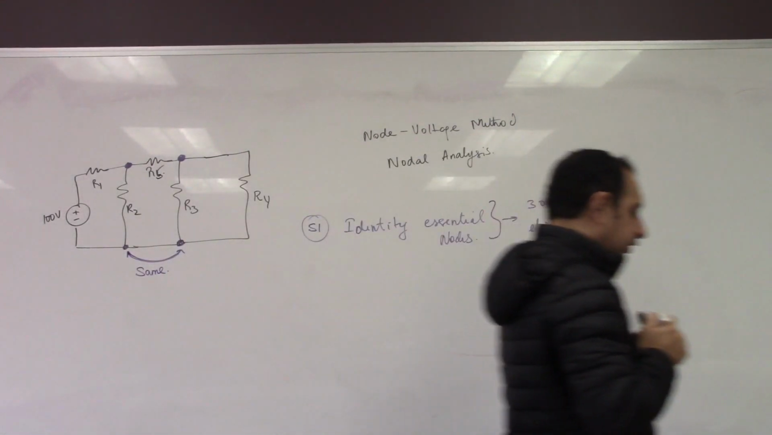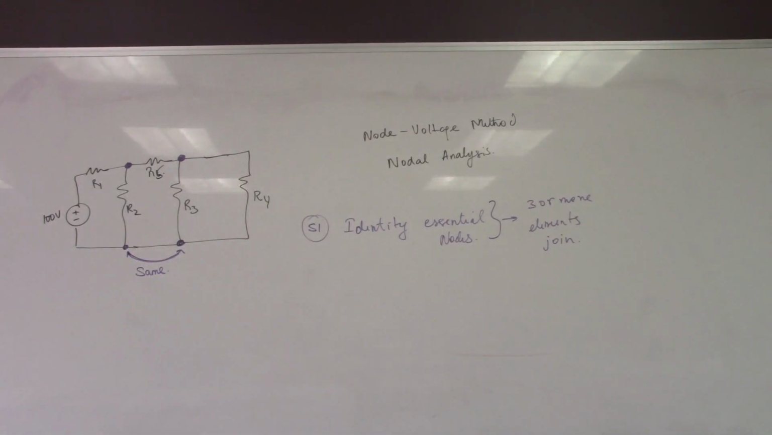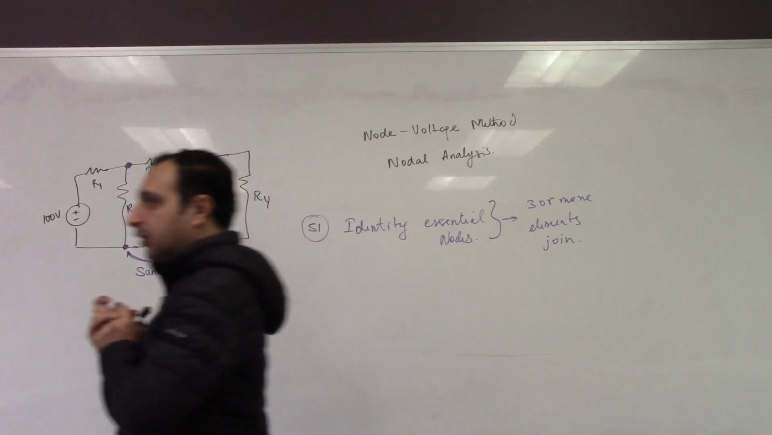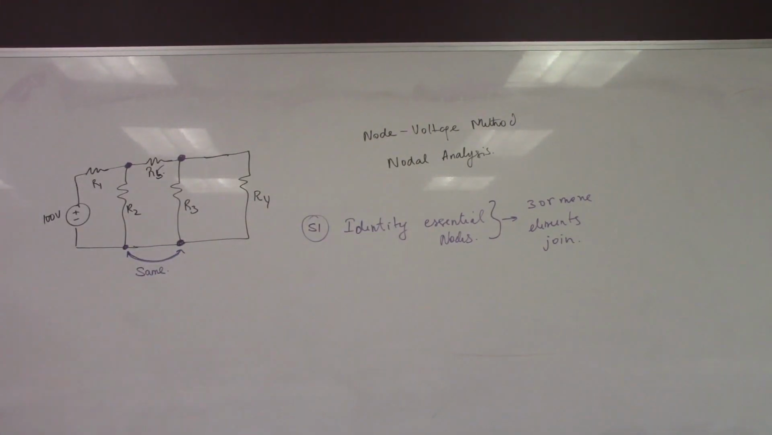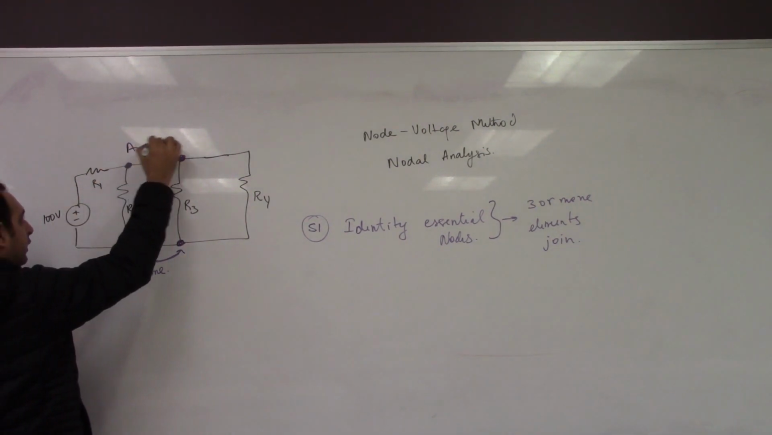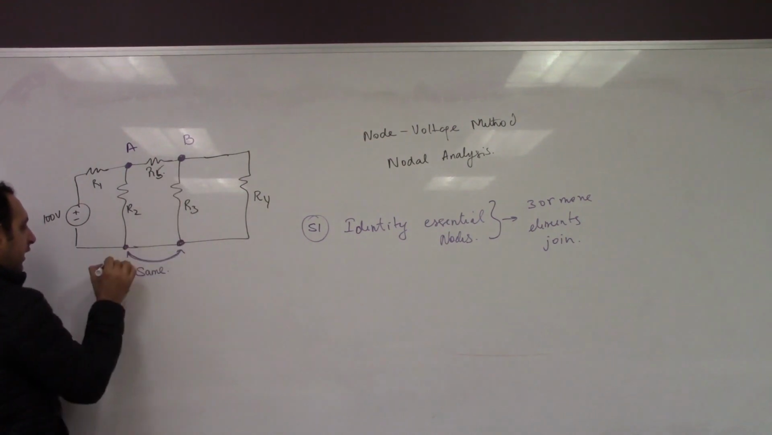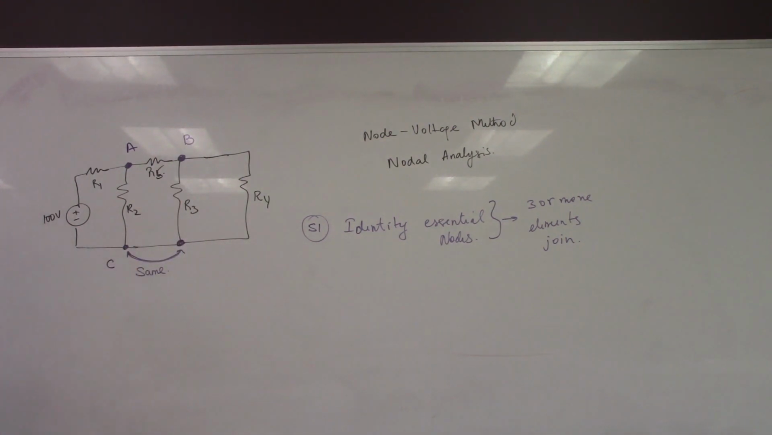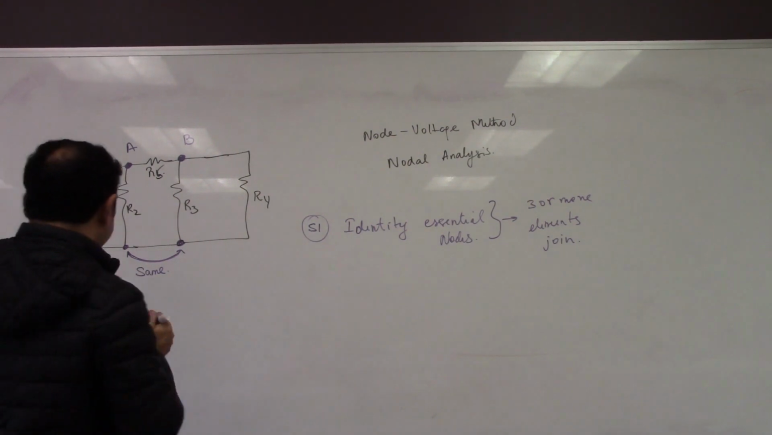If there was an element connected in between them, then it would be two different nodes, but since there is nothing connected in between them, it behaves as a short, so it will be the same node, or it will have the same voltage. So let's label these nodes. We'll call this node A, node B, and we'll call this C. All right, node A, B, and C.